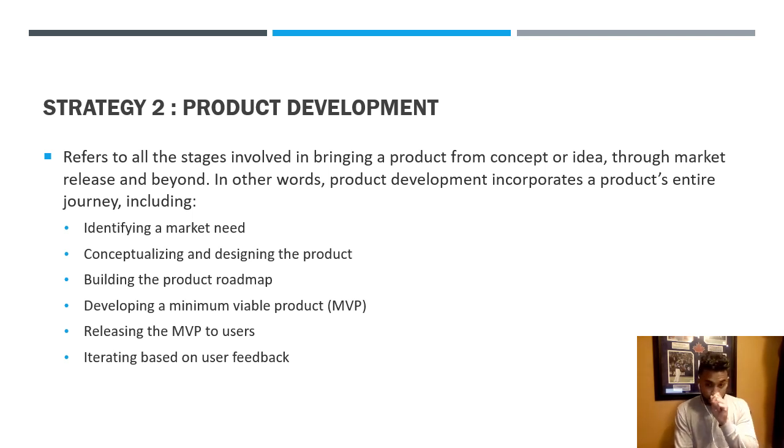So the entire journey includes identifying a market need, right? Say, hey, you know what? There's people out here who need really, really good tires for a very low cost. Conceptualize and design the product. Okay, let's design this product so it's extremely low cost, but it's very, very effective. Building the product roadmap. So this is what we've got to do in order to build this product, right? You build a whole roadmap. This is stage 1, step 2, step 3.